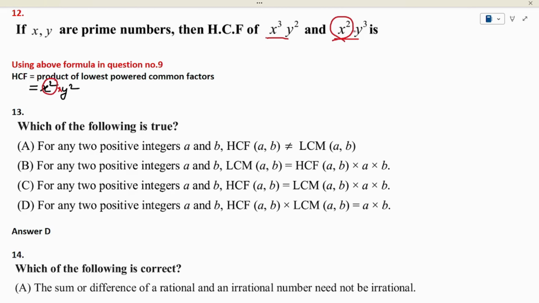we have y square here, we have y cube here. Which one we need to take? So y is the common, but we have y square is the least power. So I can choose y square. So it will become x square into y square, which is nothing but HCF.